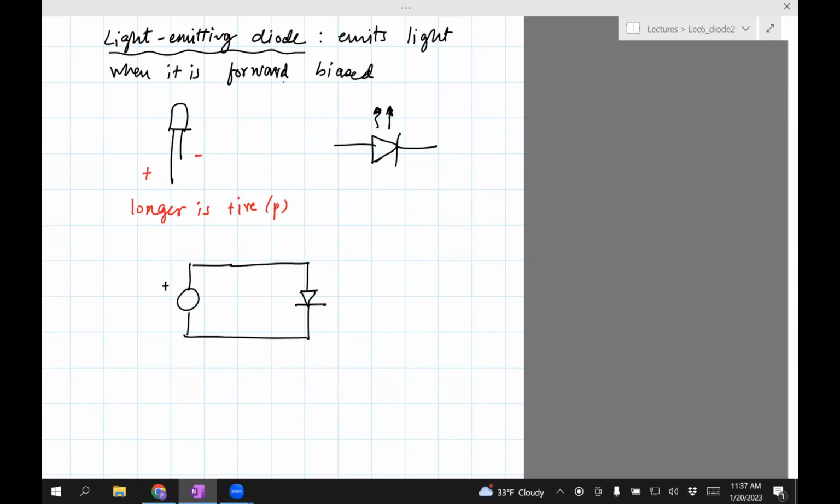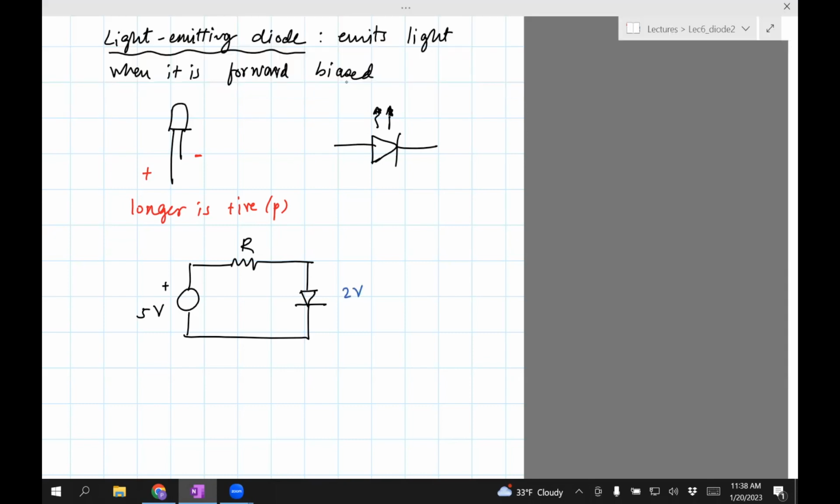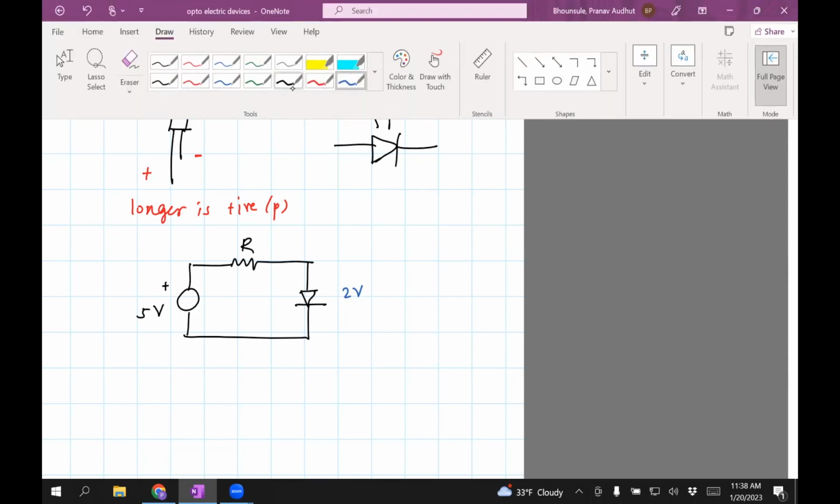Okay, so if you do this, then you'll see that the diode will blow off because the current is going to be a very high value. So what you want to do is you want to limit the current in the circuit by using a resistor. Okay, so let's say that this is 5 volts. The typical voltage drop which you need, which drops across the diode, is the potential barrier. Remember that we talked about earlier. The potential barrier for a junction diode was 0.6, 0.7, but for an LED it is about 2 volts. Okay, so the bigger potential barrier.